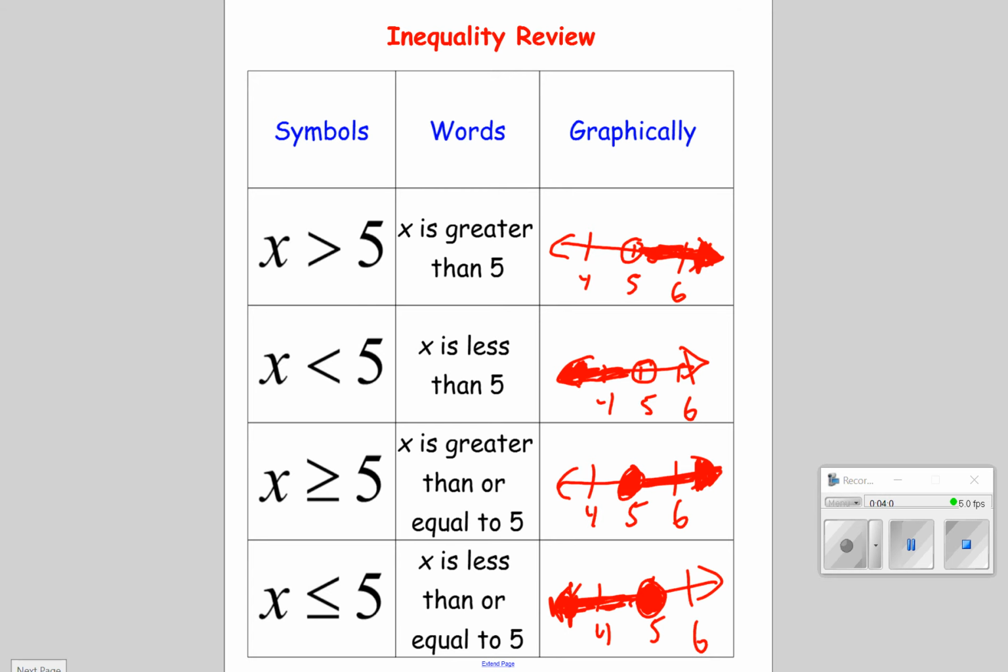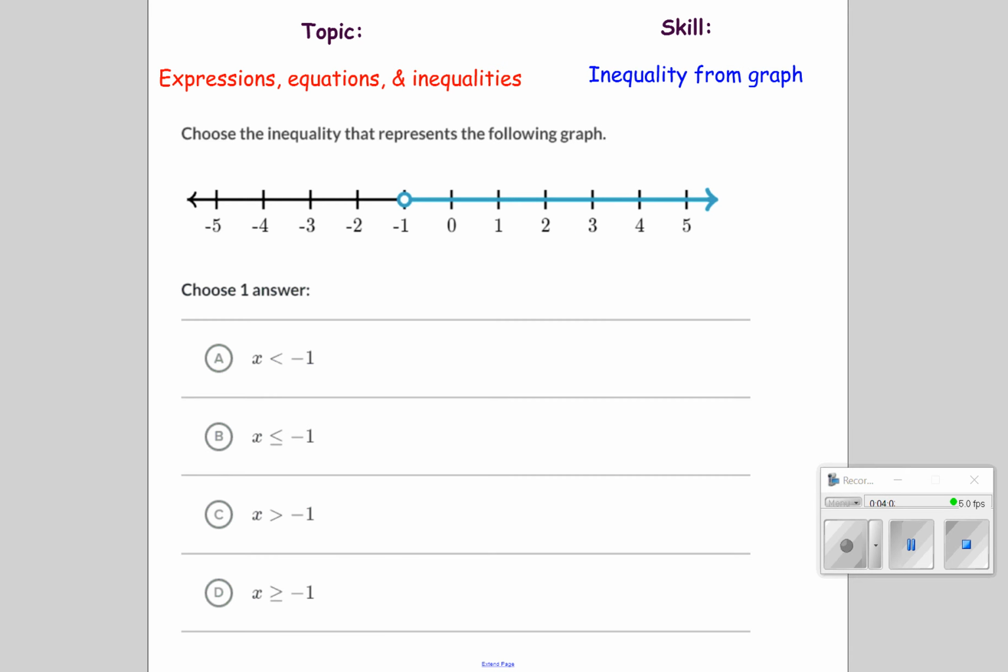All right, so let's look at some examples here. Inequality from graph. Here we have an open circle at -1, and we have all of these values to the right. So x is all the values to the right of -1, so x is bigger than -1, and because it's an open circle, it's not included. So the answer is x is greater than -1.